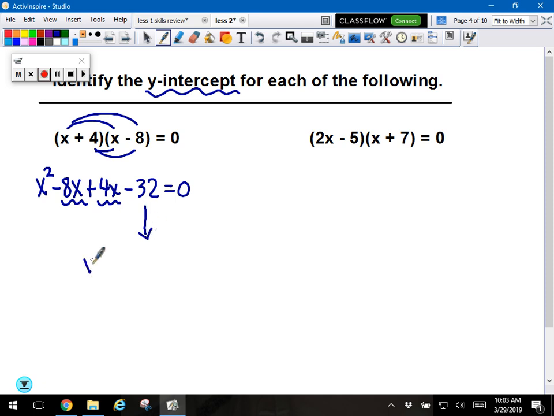It's right here. My y-intercept is negative 32. So the answer is 0, negative 32. The question is specifically asking you for the y-intercept.